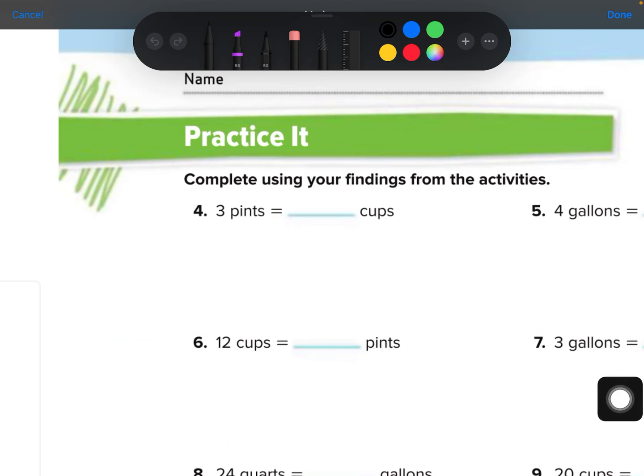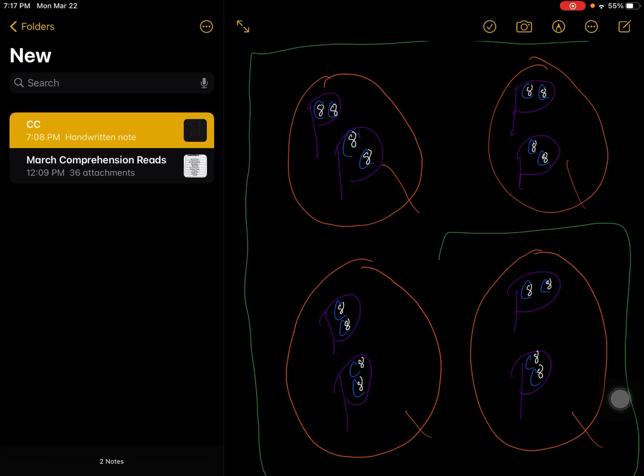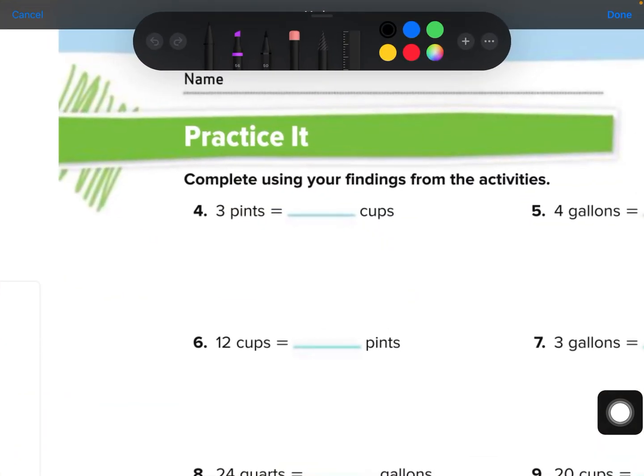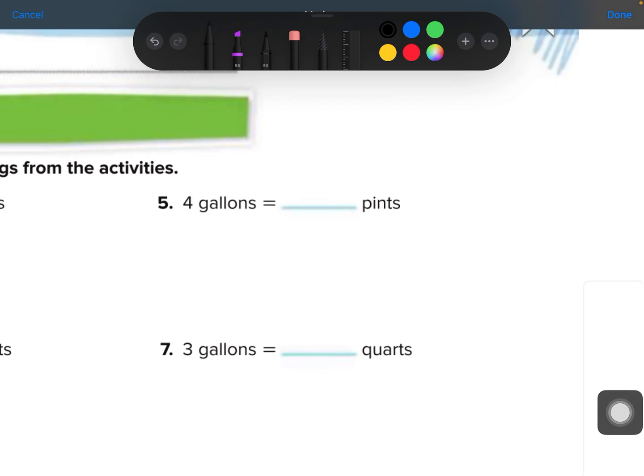Okay, take 2. Here we have 3 pints equals how many cups? And we're going to bounce over to our little poster here, and we're going to count pints. Every purple P is a pint, and in it is 2 cups. So 3 pints would be 6 cups. 1, 2, 3, 4, 5, 6. So it's going to be 6 cups.